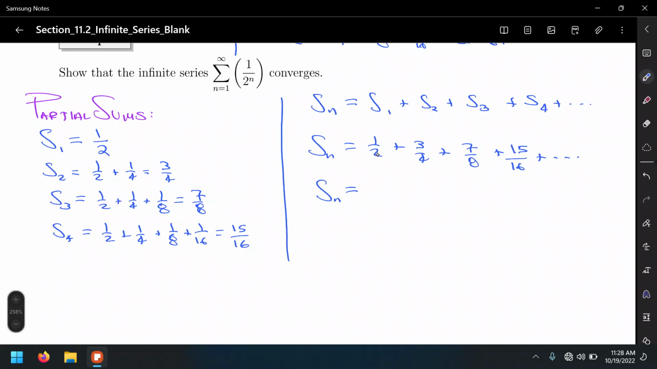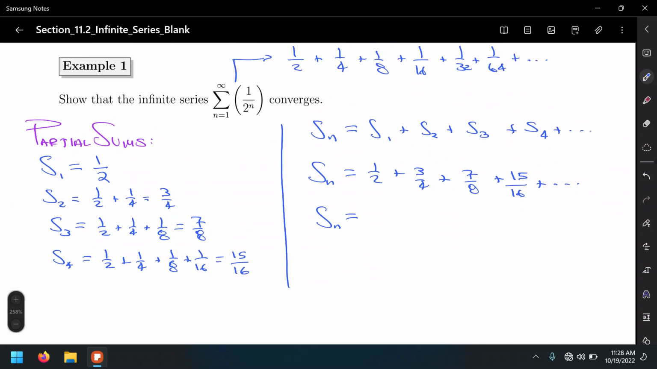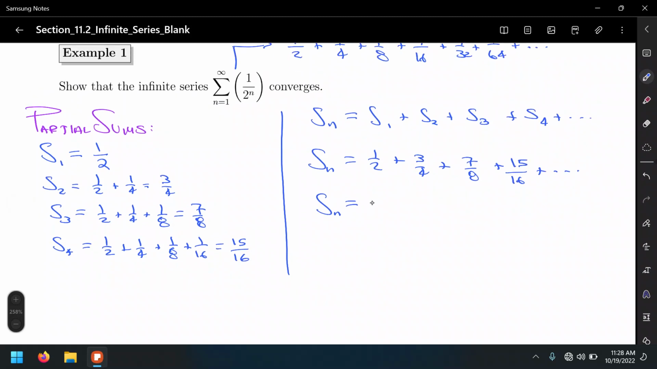So the denominator looks like 2, 4, 8, 16. Well, that's pretty much the same as in the original problem, so that one is easy to figure out. However, the tricky one might be the numerator, because between 1, 3, 7, 15, there doesn't seem to be an evident pattern, right? So in this case, we need to play a little bit with the numbers.